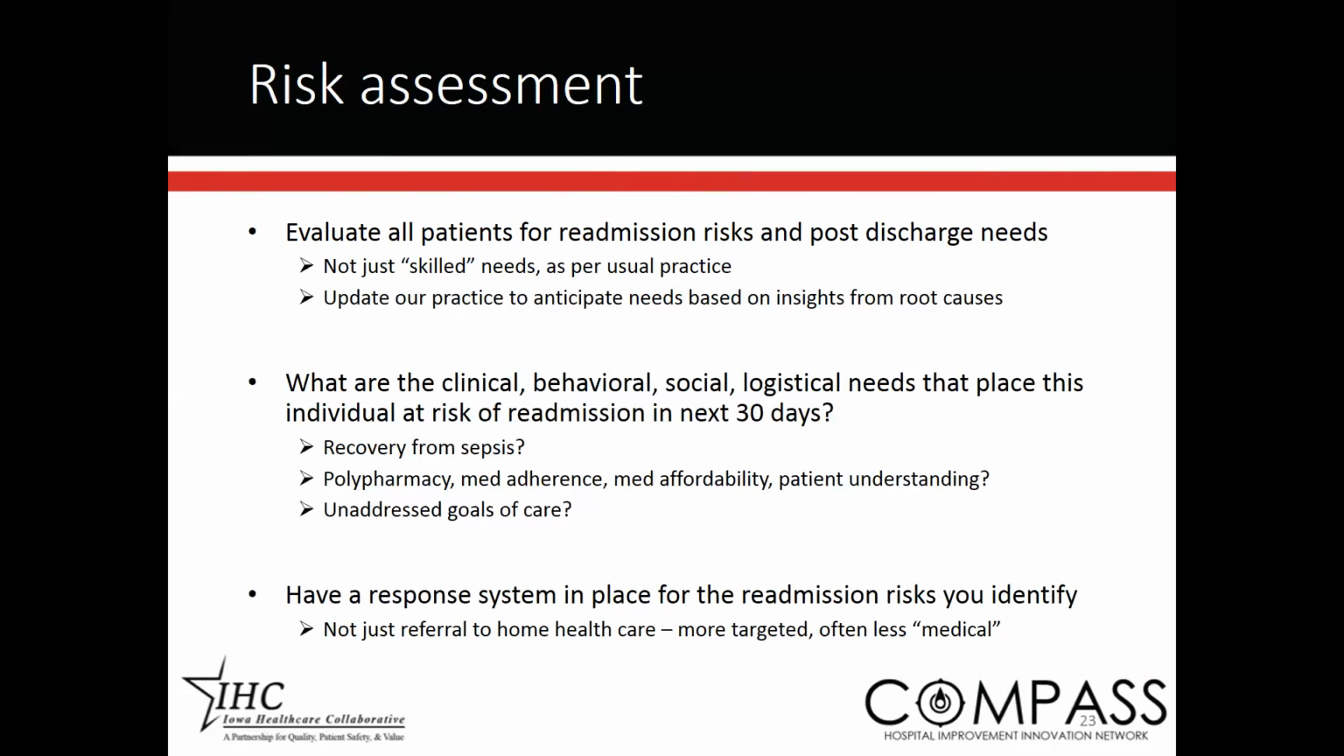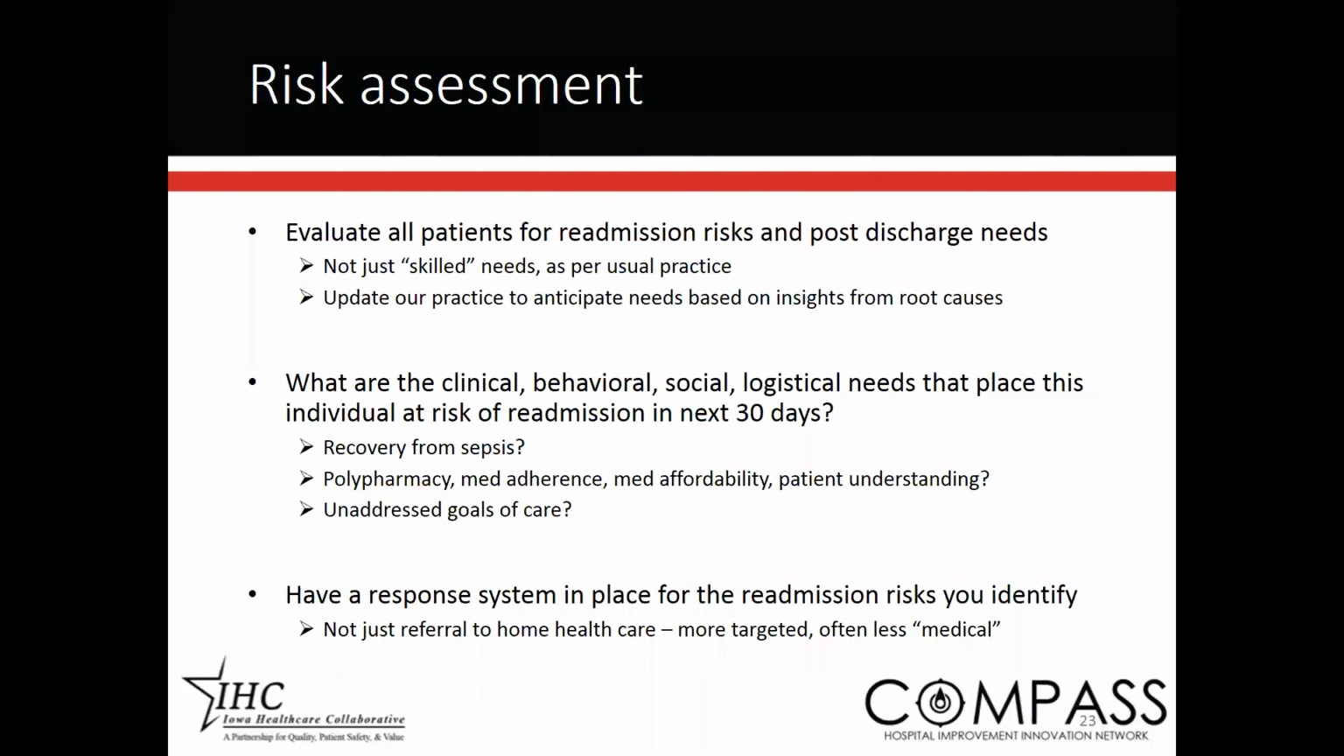So this is where we can improve standard care for all patients by really asking ourselves, not only is this patient at high risk of readmission, but even if they're not, what are the issues that might lead them to be at high risk of readmission or have post-discharge needs?